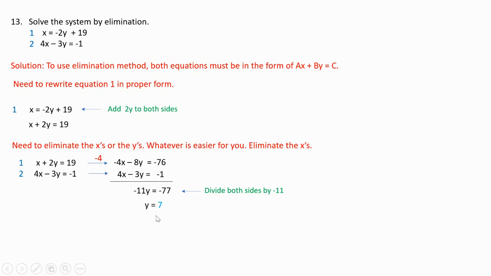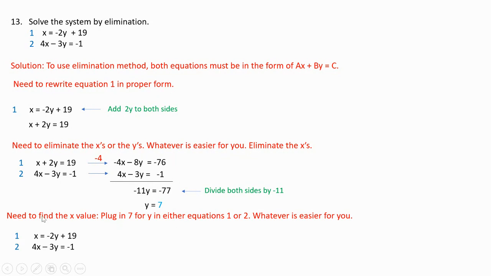But remember, the solution, guys, is going to be a point, okay, which has an x value and a y value. I already found the y value. Now to find the x value, you have to plug in 7 for y in either equation 1 or 2, whatever is easier for you. Again, my opinion is easier to go to number 1. Why? Because the x is already by itself, or the x is already isolated. So I'm going to plug in 7 for y and just simplify.